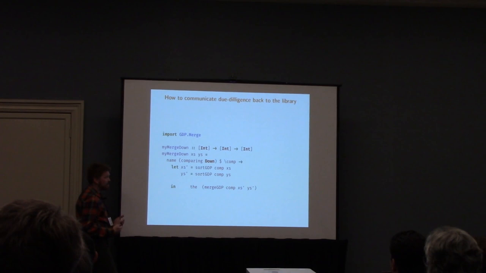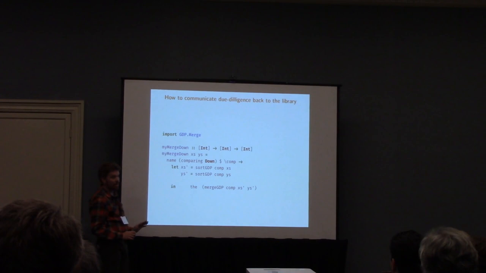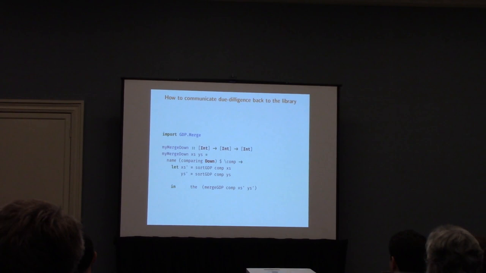But if the user screws up, if they forget to sort something, or if they sort by the wrong comparator here, then it'll be a compile time error. So we've managed to give a totally safe API for this funny condition on sortBy and mergeBy that at first approximation seems like it's not really amenable to safety.